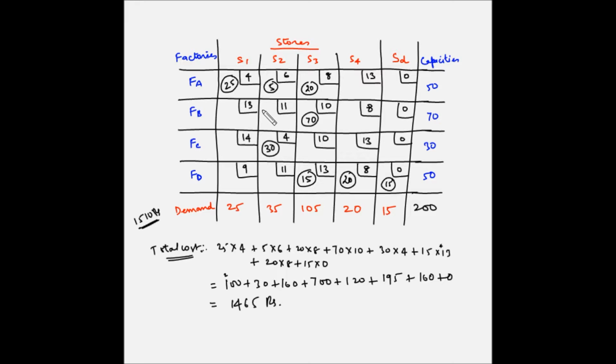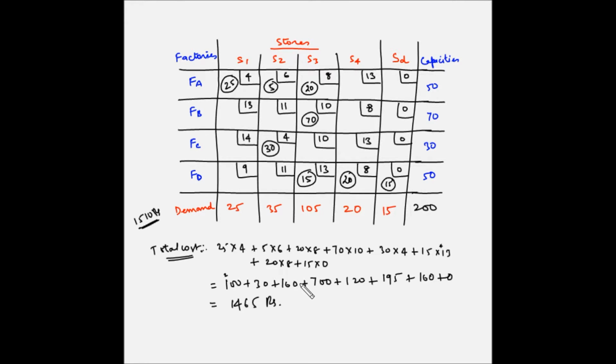The second condition is that the allocation should be in independent positions. So if we check, all the allocations are in independent positions, so that condition is also met. So now we can proceed with the optimality test.